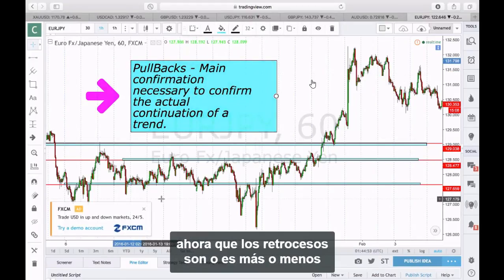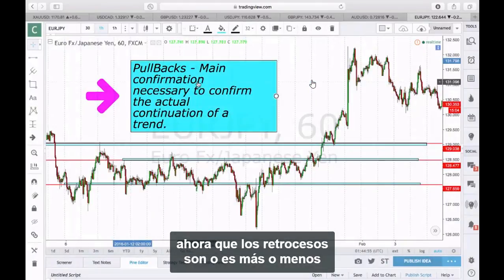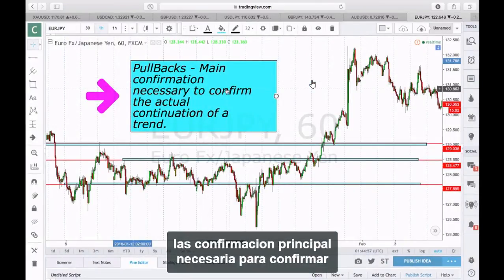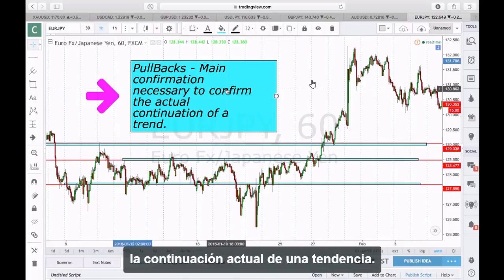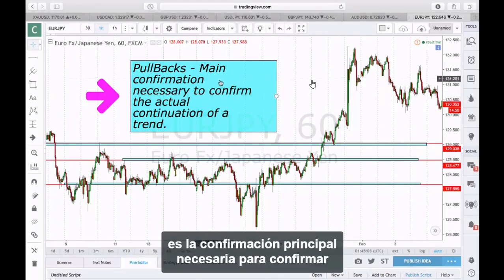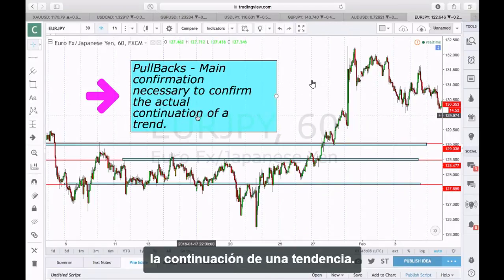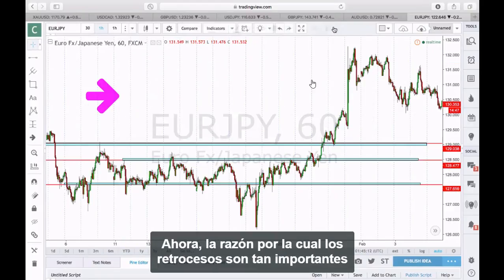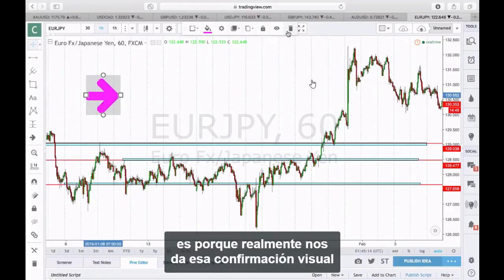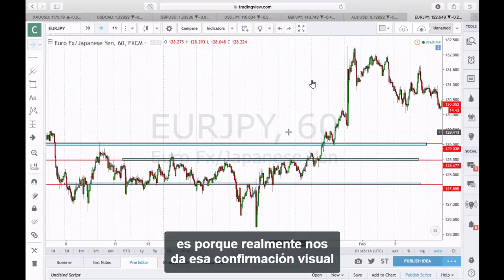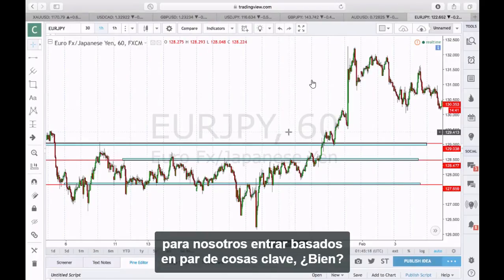Now, what pullbacks are is pretty much the main confirmation necessary to confirm the actual continuation of a trend. I'm going to say that again one more time. It is the main confirmation necessary to confirm the actual continuation of a trend. Now, the reason why pullbacks are so important is because it really gives us that visual confirmation for us to enter based off a couple key things.